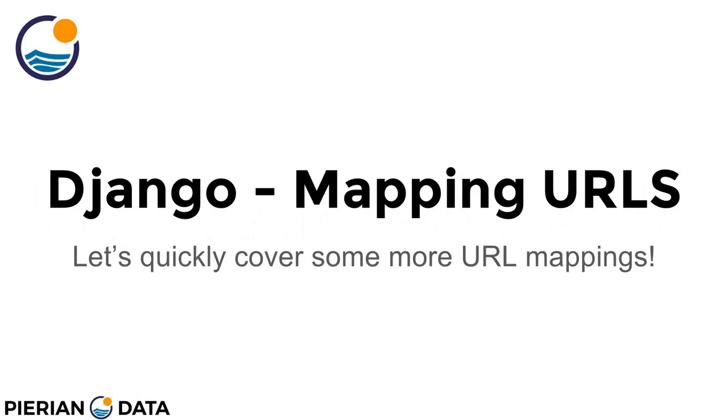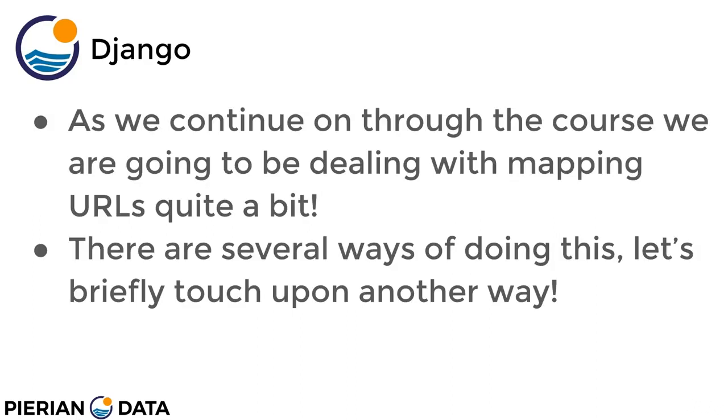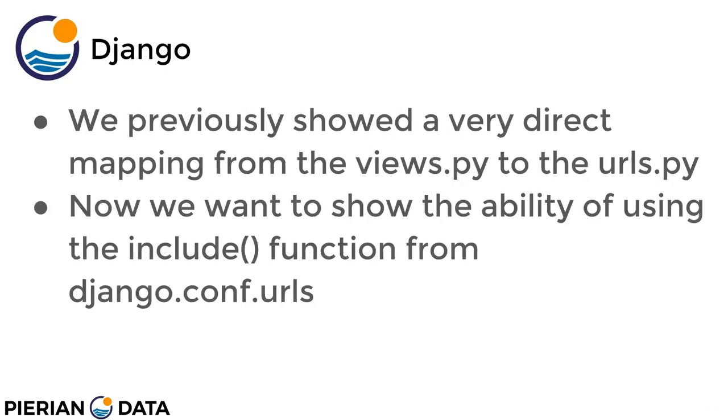Hello everyone, and welcome back. In this lecture, we're going to quickly cover some more URL mapping methods. As we continue throughout the course, we're going to be dealing with mapping URLs quite a bit. There are several ways of doing this, so I want to briefly touch upon another way. But first off, let's review what we've done in the past. Previously, we showed a very direct mapping that imported the views.py file directly into the urls.py of your project. So you're connecting the views of your application to the urls.py file of the project itself.